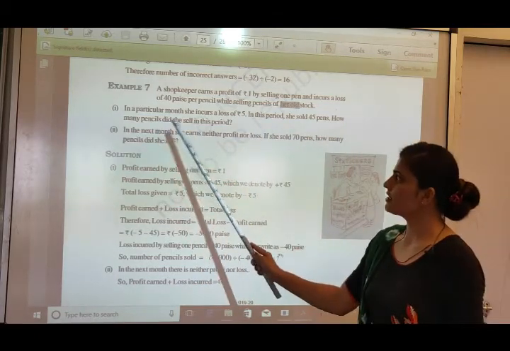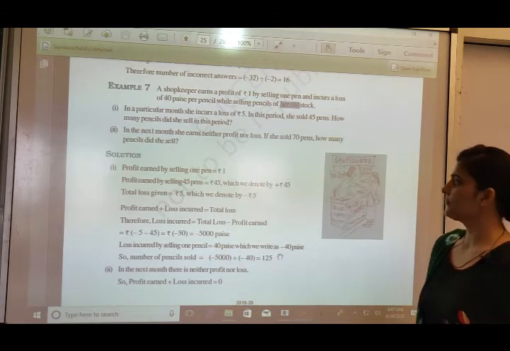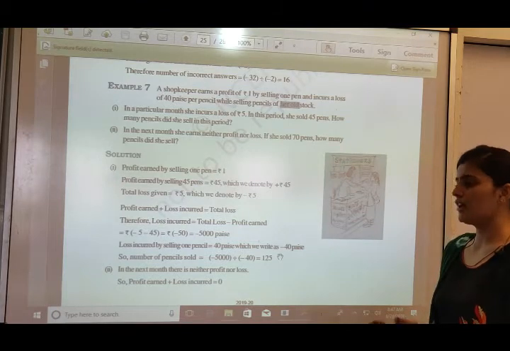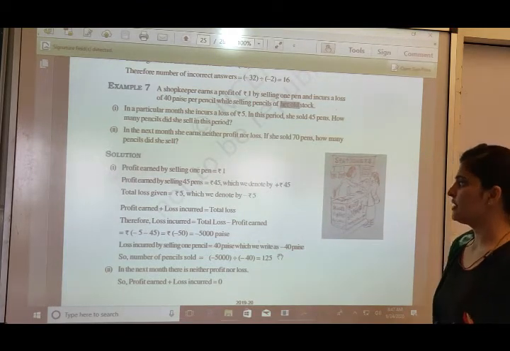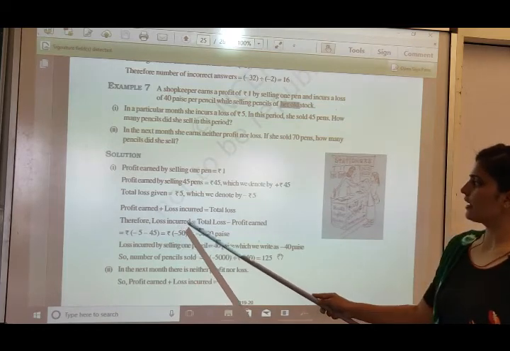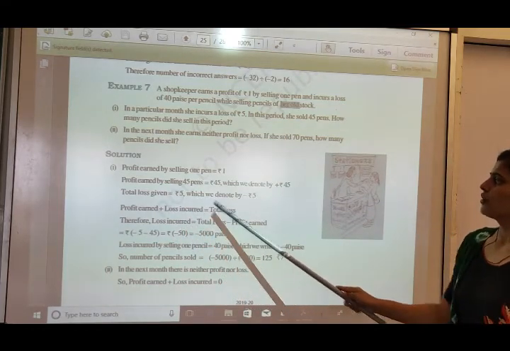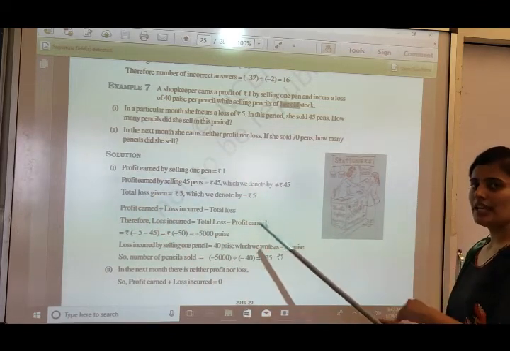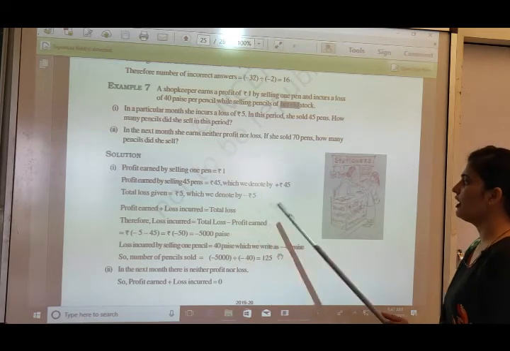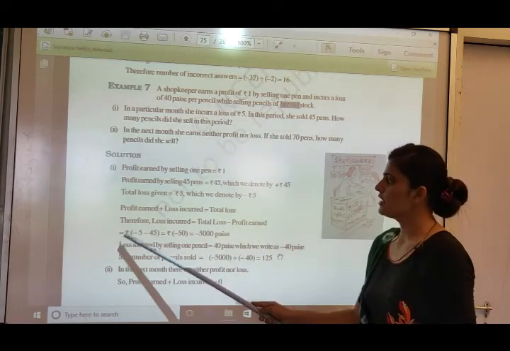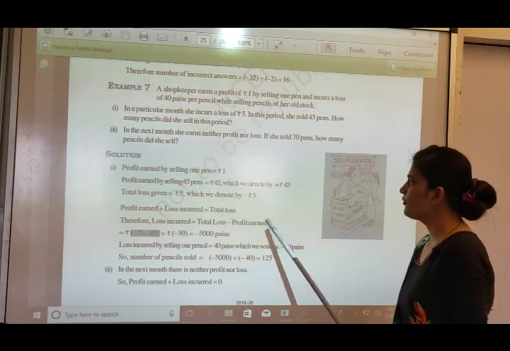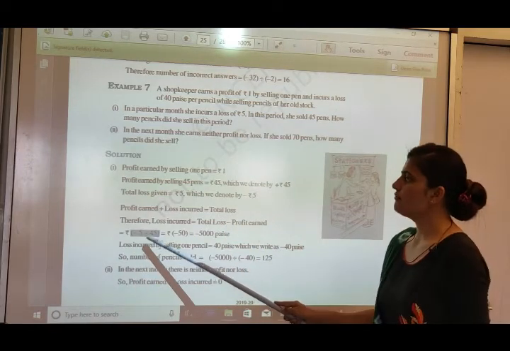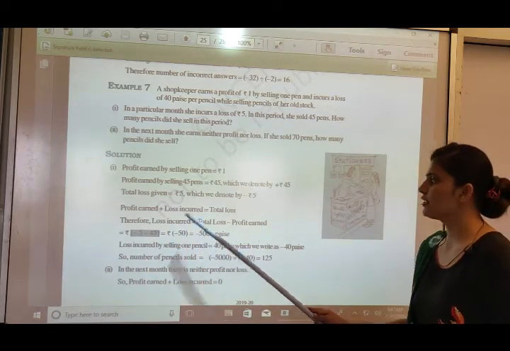Then we have to find out how many pencils she sold in this period. Before that we have to find out how much loss she is getting. After the loss, we will find out the number of pencils. So loss incurred will be equal to total loss, minus the profit earned, because the positive profit earned will come to this side in the negative form. So total loss is minus 5, minus profit earned 45. So minus 5 minus 45, the answer will be minus 50.